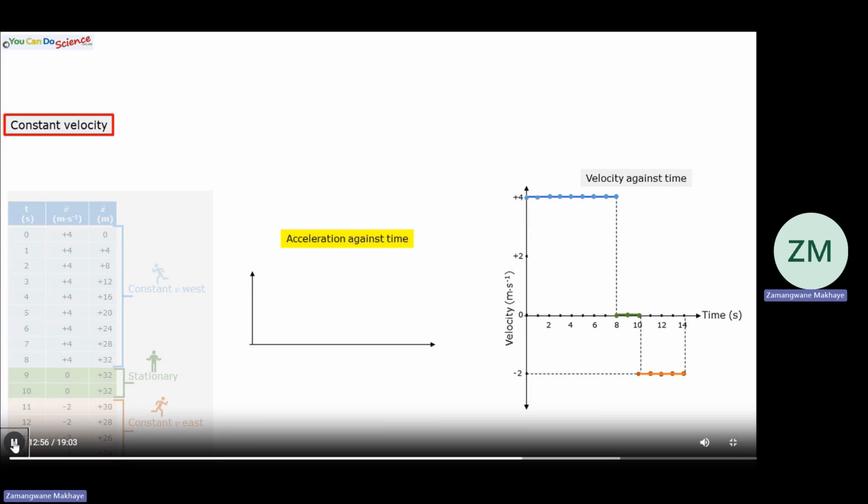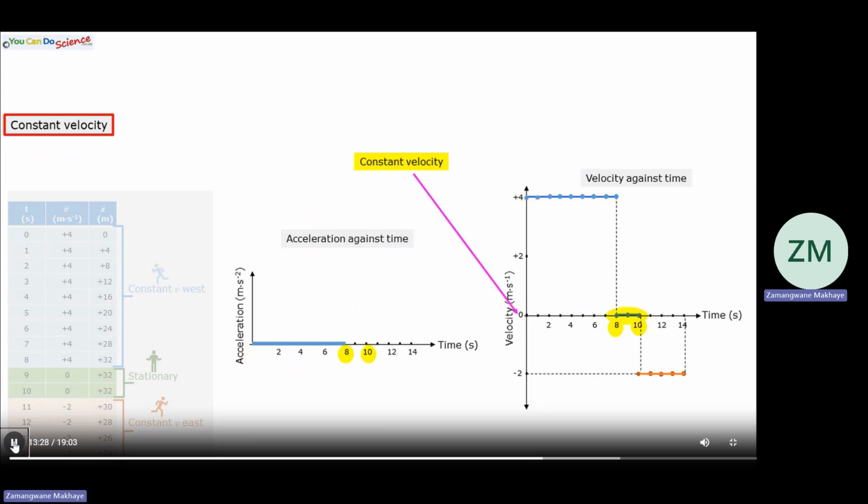The acceleration time graph can also be drawn by using the velocity time graph. Again, the time scale on the x-axis is the same as for the other two graphs. The acceleration in meters per second squared comes on the y-axis. For the first part of the movement, Carl moves with a constant velocity in a positive direction. Constant velocity means the acceleration is 0.